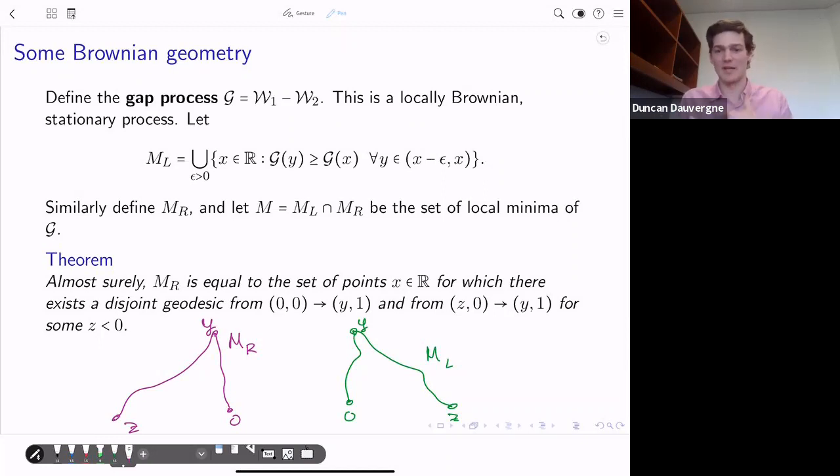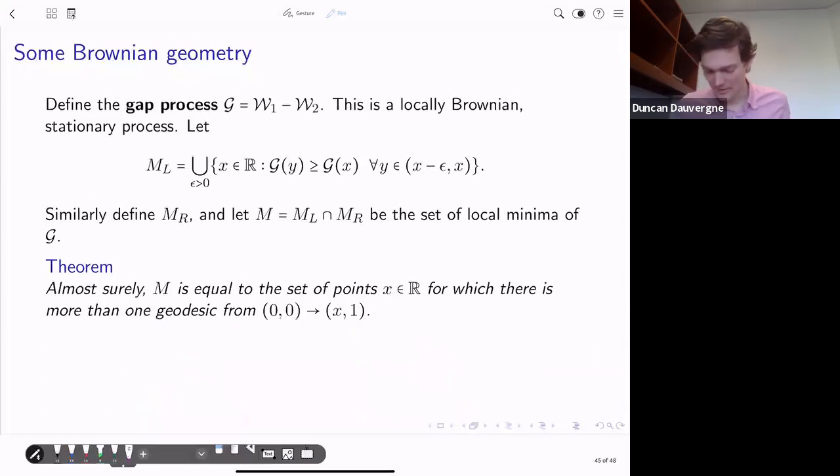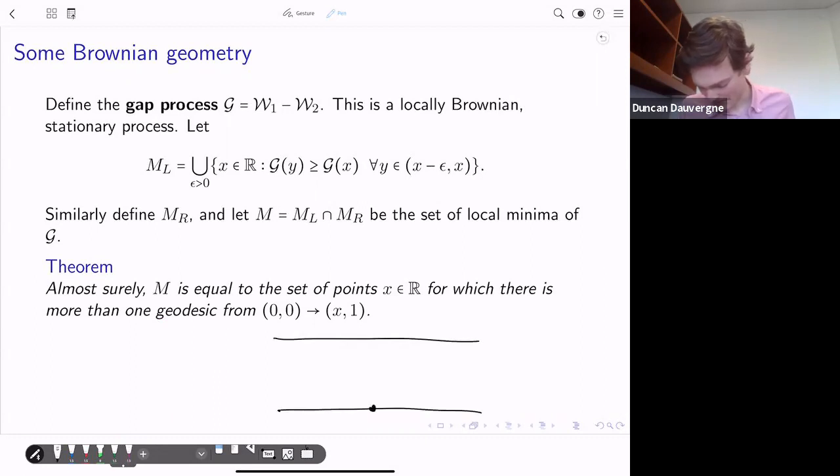And now you can ask, what about the set of true local minima? What about when ML intersects MR? So this set M is exactly the set of points where there's more than one geodesic from 0, 0 to x1. So these are points that look like this. Let me again draw the picture. I have my starting point 0, I have my point x here. These are points that look like this.